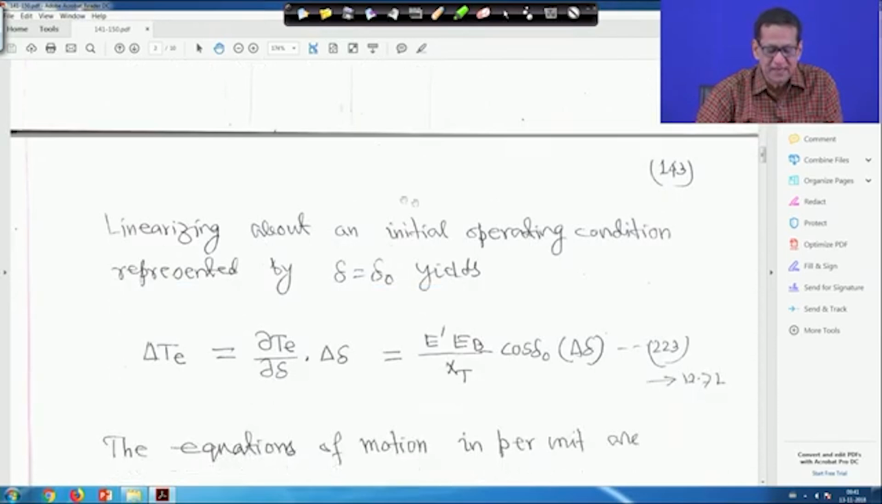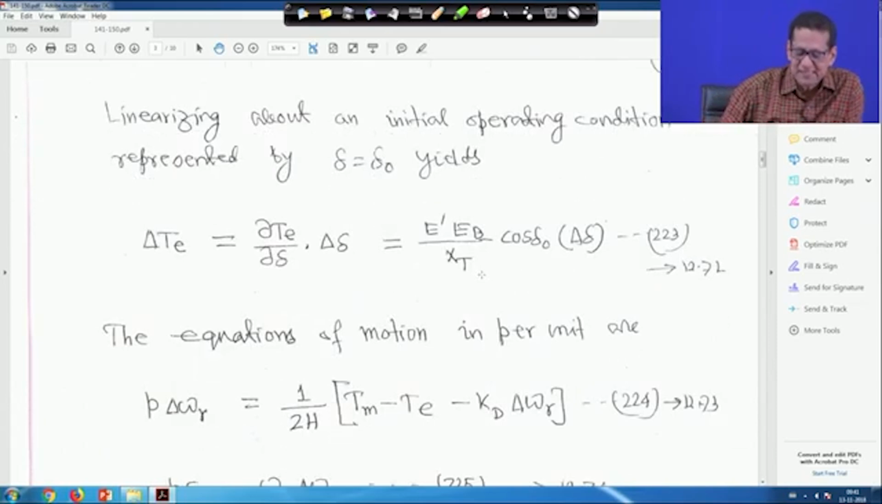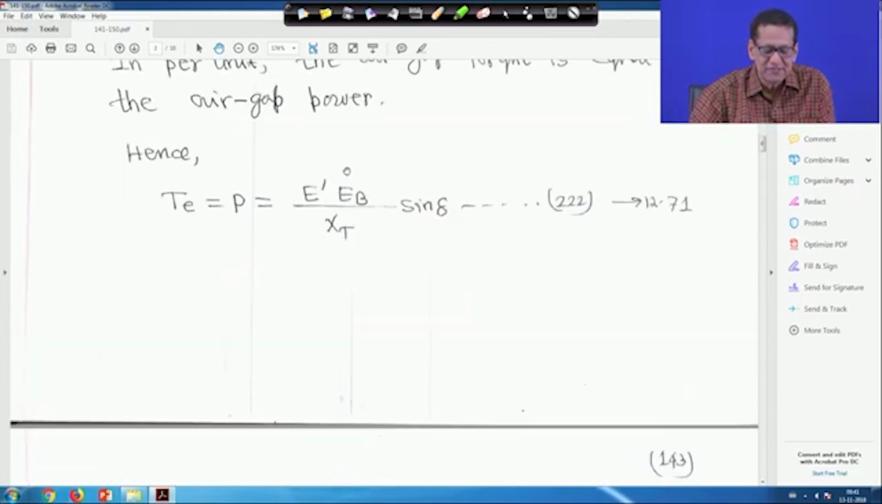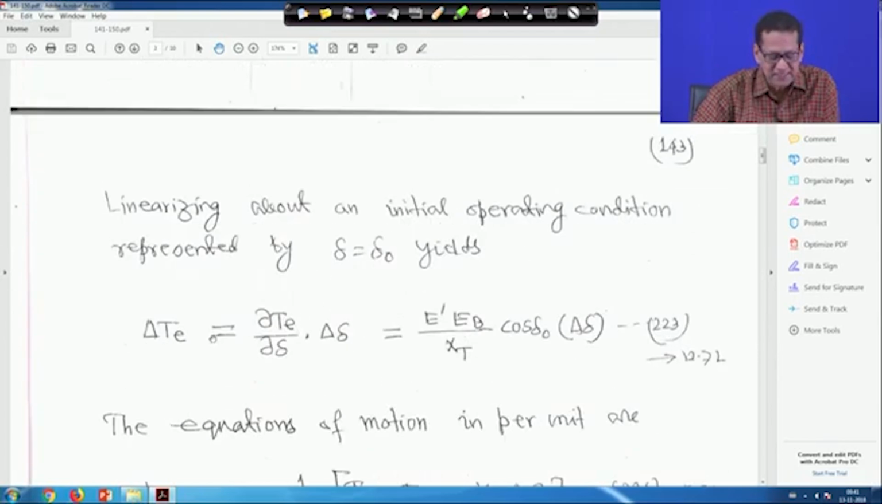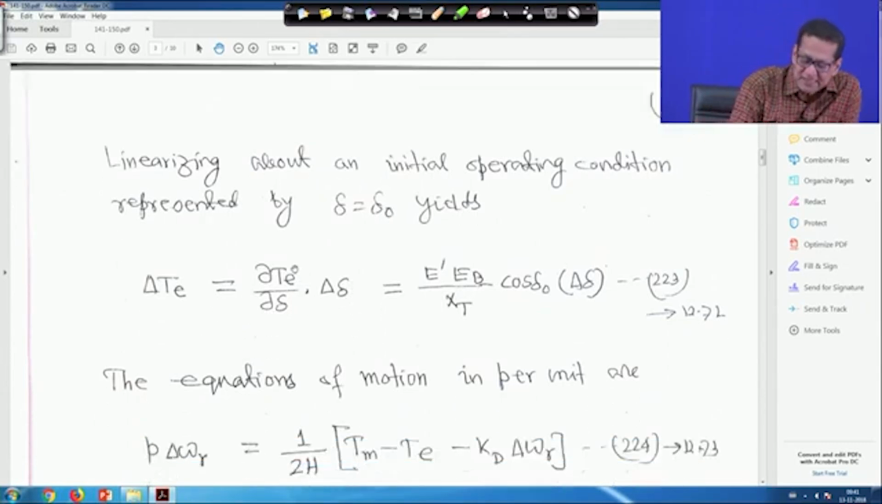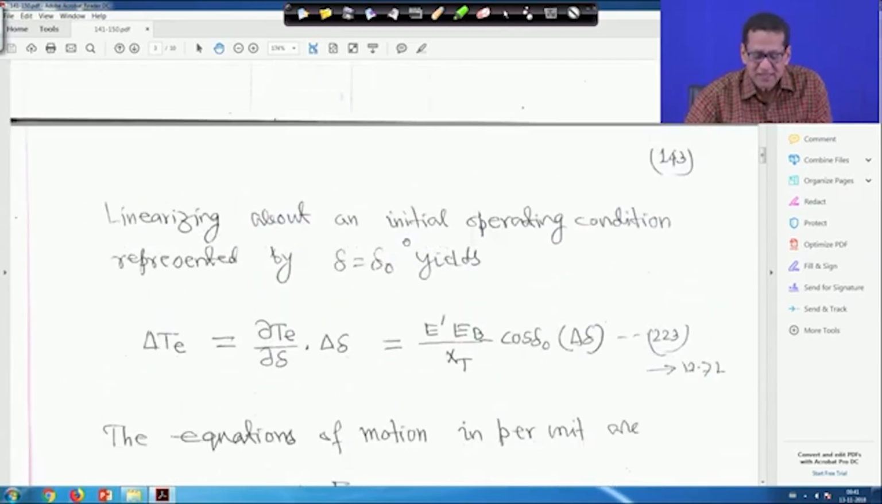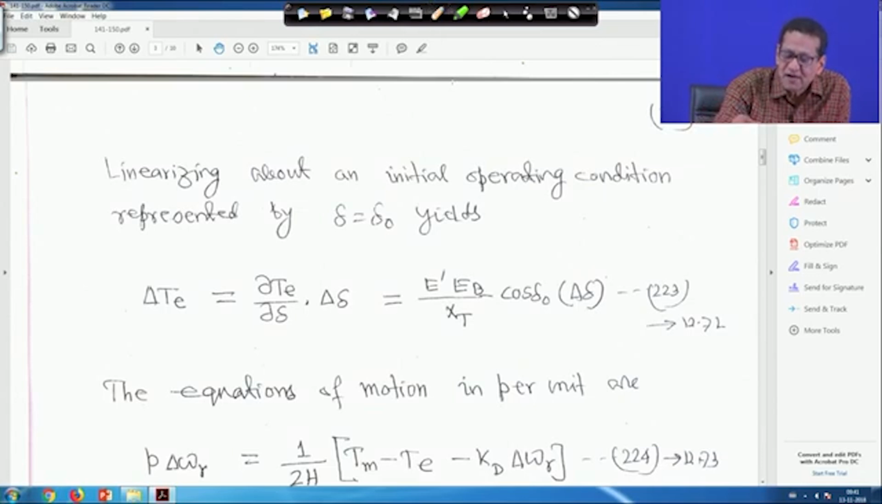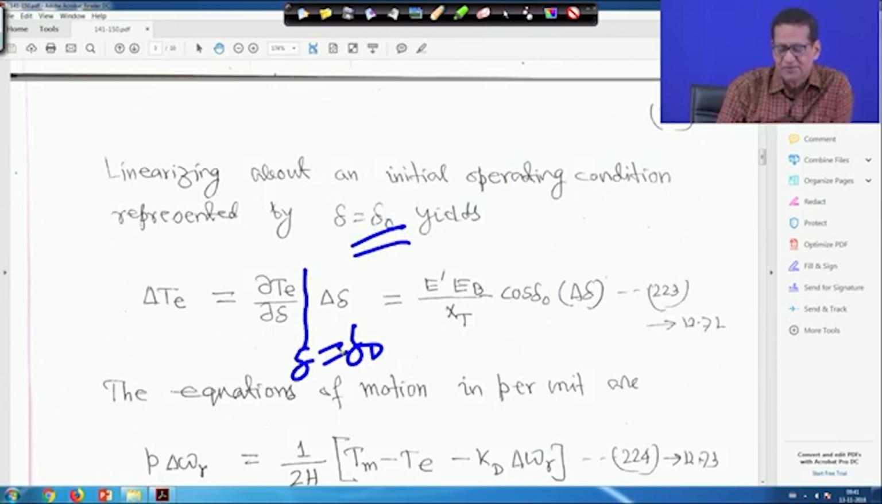So, if you linearize about an initial operating condition represented by delta is equal to delta 0, suppose this is my T equation, because in per unit it is E dash EB upon XT sin delta. Now, if you take delta T, you can write delta T upon delta delta into delta delta, right. It is at an initial operating point given by delta is equal to delta 0, right.